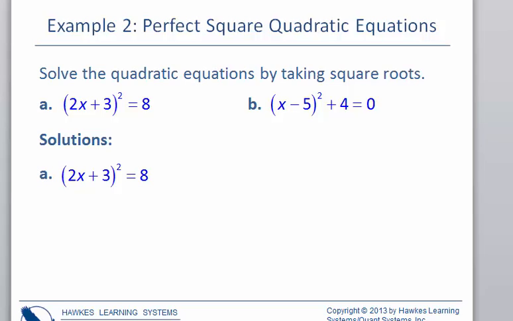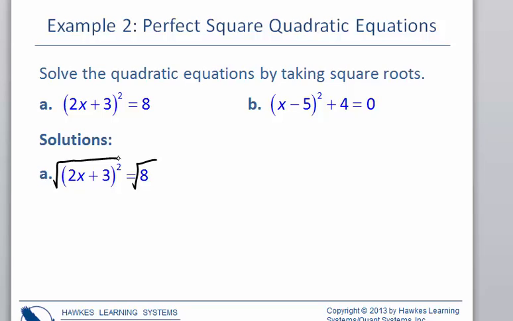Our second method for solving is to solve the quadratic equation by taking a square root. And so we have a couple of examples here so that you can see how this works. Our first example is (2x plus 3) squared is equal to 8. And so we're saying that we can take the square root, in hopes that will help us solve the quadratic equation. So I am going to, on part A, take the square root of both sides of the equation.